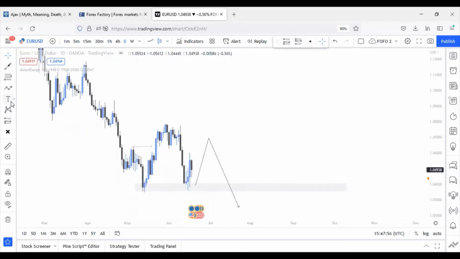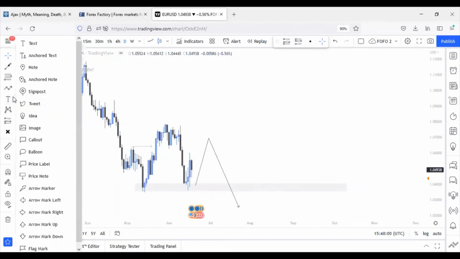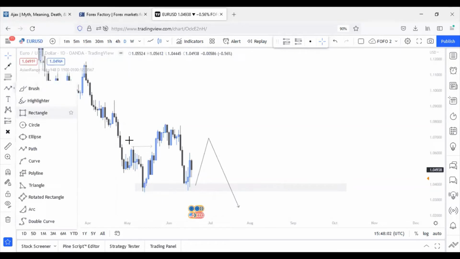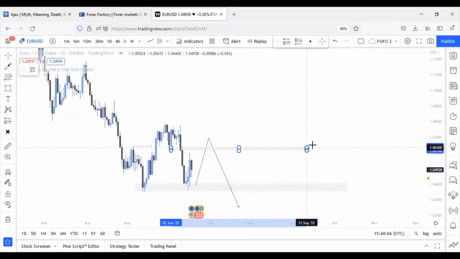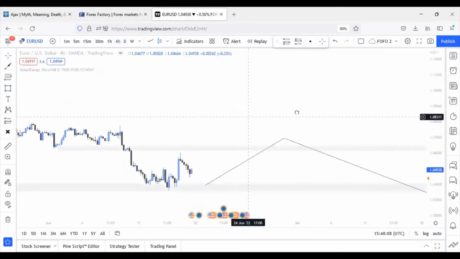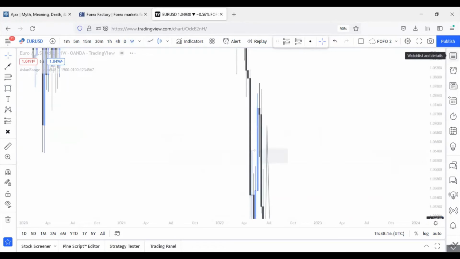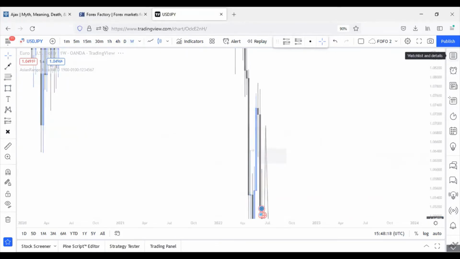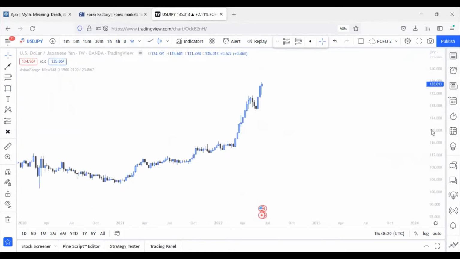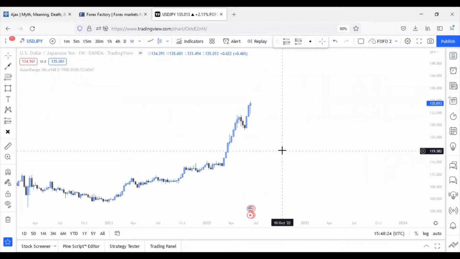Short term, I would be looking for sells, and again, we could potentially see a reaction off of this zone. If you scale down to the 4-hour, we can see that this is a little supply zone in its own right. So that's pretty much the weekly outlook for the Euro USD. Moving on to the USDJPY.